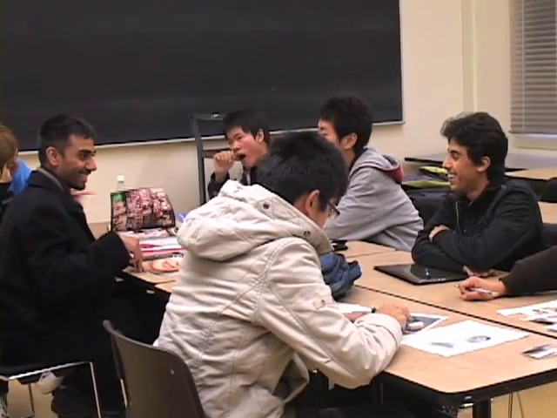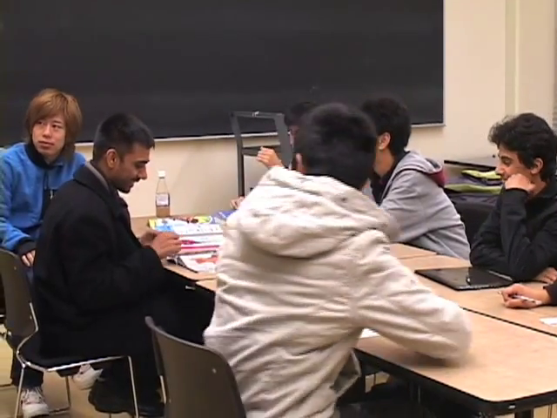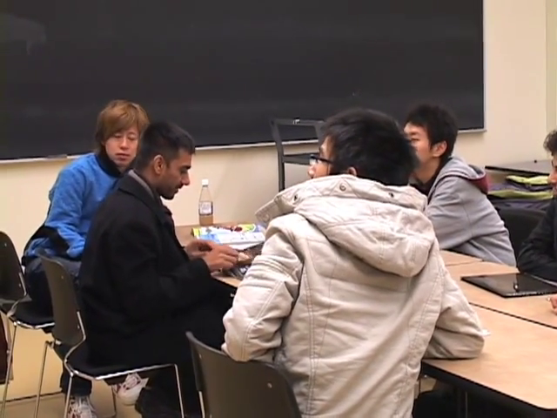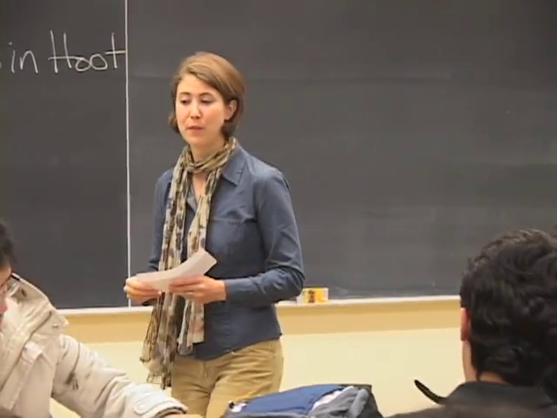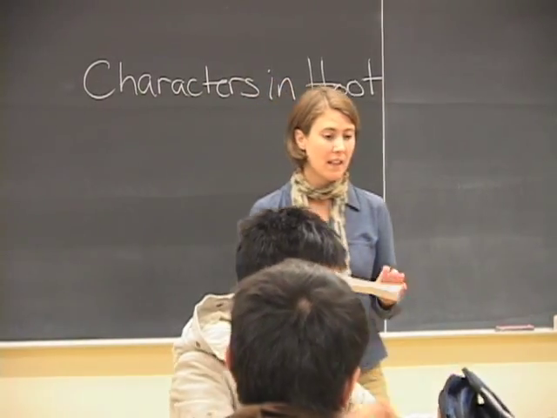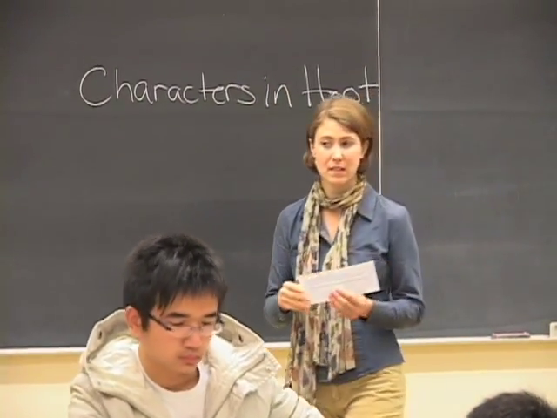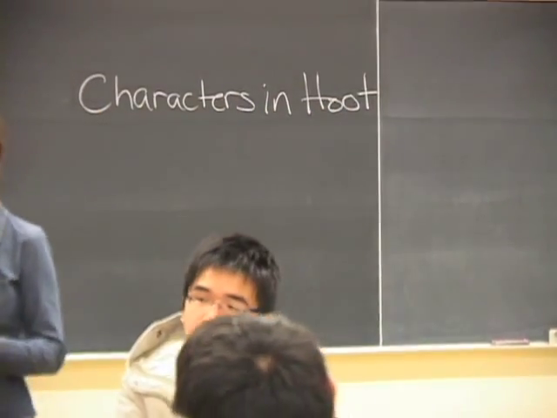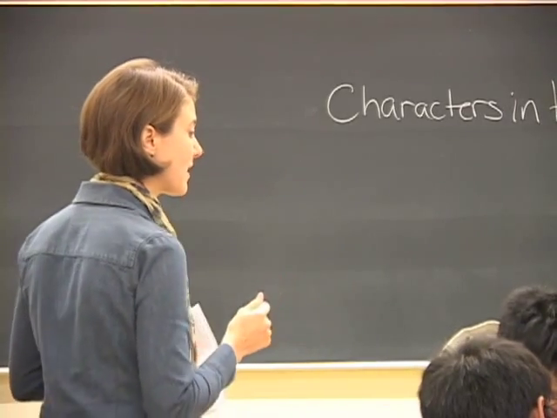Okay, so we're going to go ahead and get started looking back at the characters in Hoot. If you can, please take out your green sheet that has all of the descriptions of the characters, so you can refer to those and take notes as you discuss the pictures that you brought today. We'll spend about 10 minutes in your groups. I'd like you to first take turns to explain the picture that you brought.